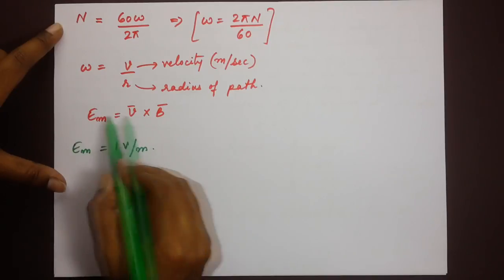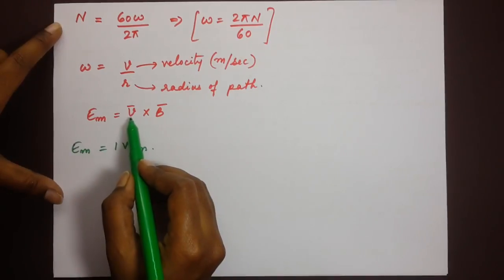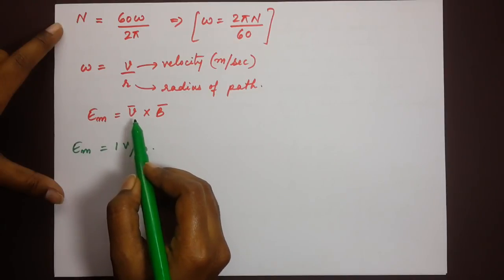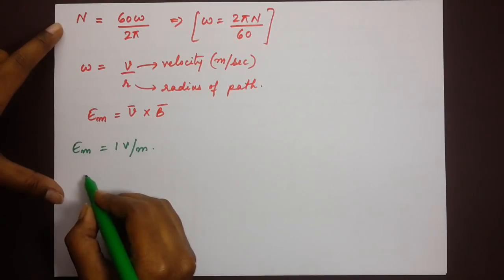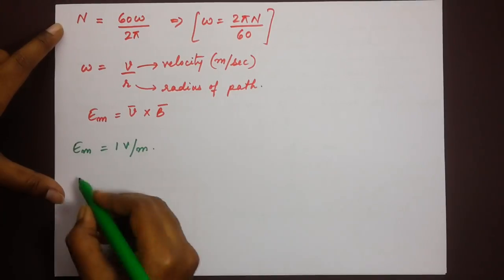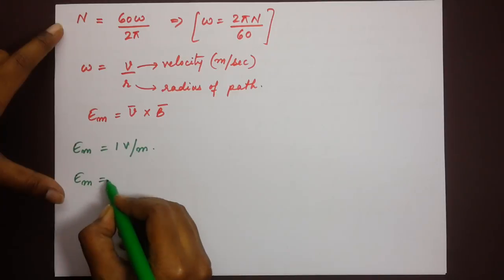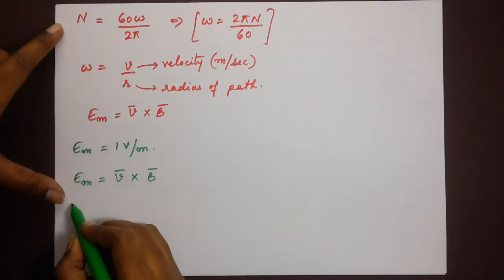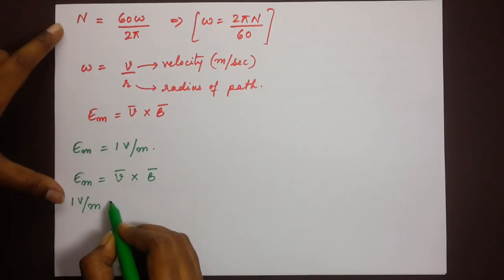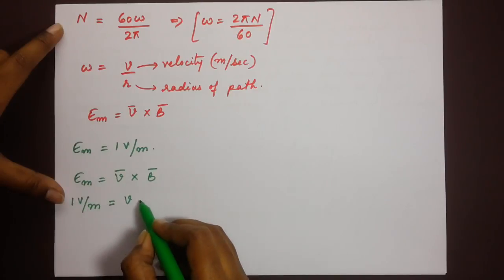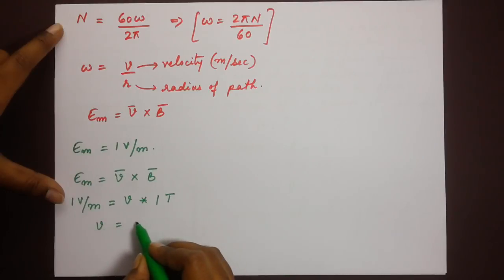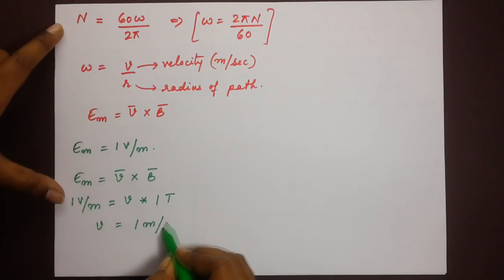Now using this expression here, we will get what V is. So V is the radius of the path times angular velocity. So EM, I'm going to use this now here, okay. So EM is equal to V bar into B bar, right. So this is 1 volt per meter is equal to V into 1 Tesla. So V is equal to 1 meter per second.